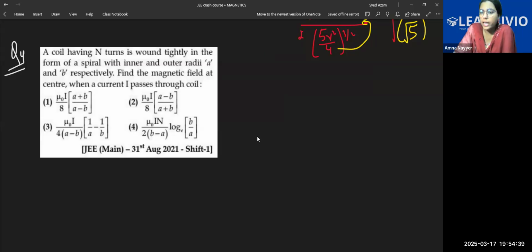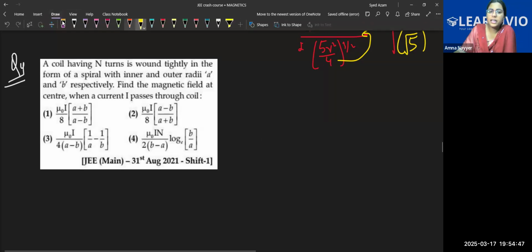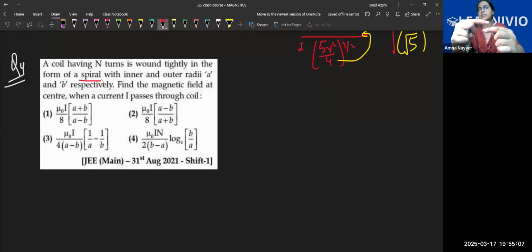This says a coil having n turns is wound tightly in the form of a spiral. When we say this, it is like you are wrapping it again on the same point, like a sellotape. If you take a tape, how does it look? All the tape around, right? The rest of the tape is held on it, round and round like this. That makes the complete thick tape. So this is what is meant here, in the form of a spiral like this.